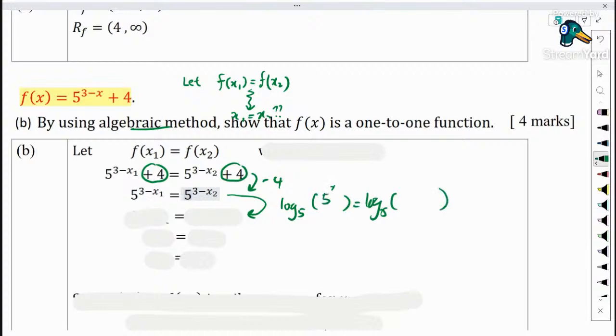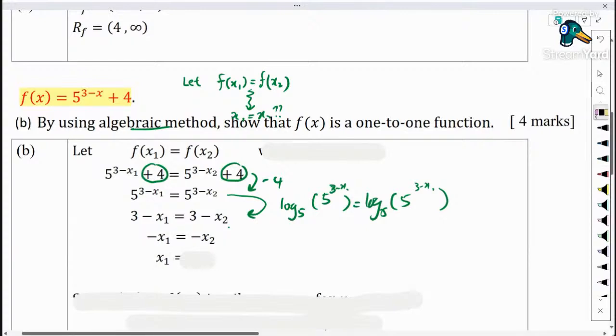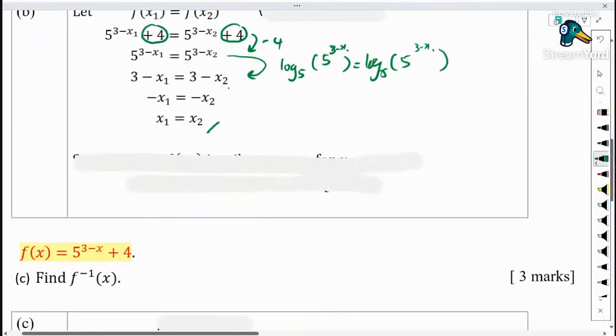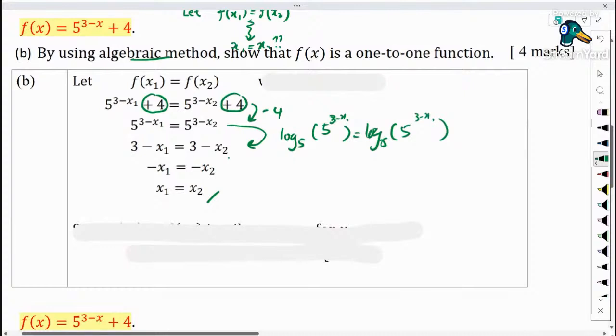So I find the power of 3 minus x1 by the properties of log. It should give me the answer just equal to the power 3 minus x1, 3 minus x2. From there we simplify. I suppose I have my answer, x1 is equal to x2. And if I get the result x1 equals x2, I should be able to come up with the conclusion to say that f is a one-to-one function shown.